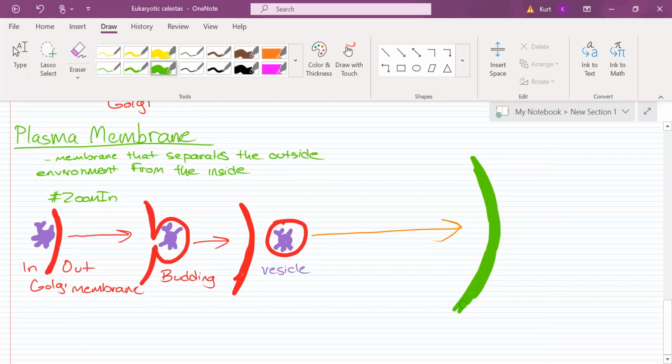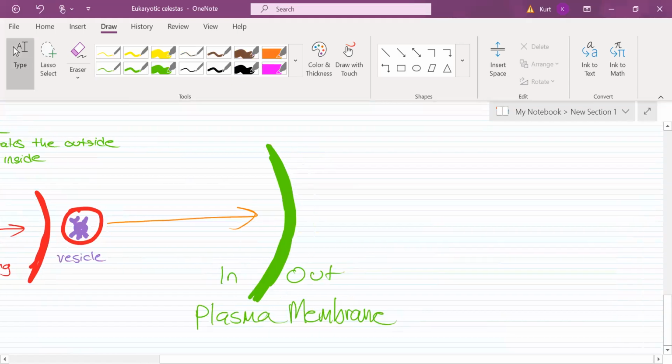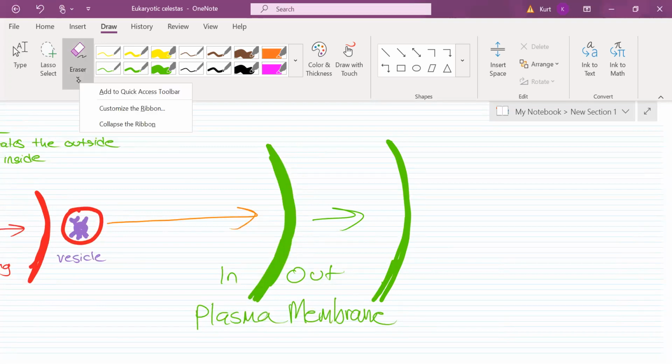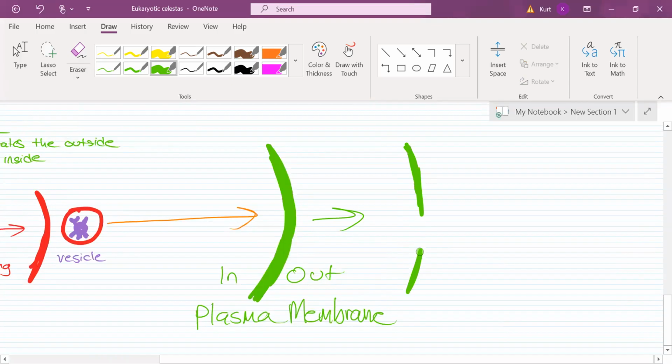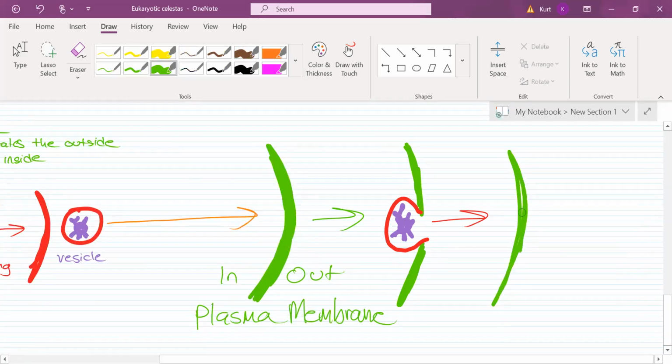The plasma membrane is what separates the internal environment itself from the external environment. So this is inside the membrane, this is out. When the vesicle reaches the membrane, it's going to fuse with it. Freddie, why is this vesicle able to fuse with the plasma membrane? Yep. What is the membrane made of? Same thing as the majority of your cell membrane. Phospholipid bilayer.